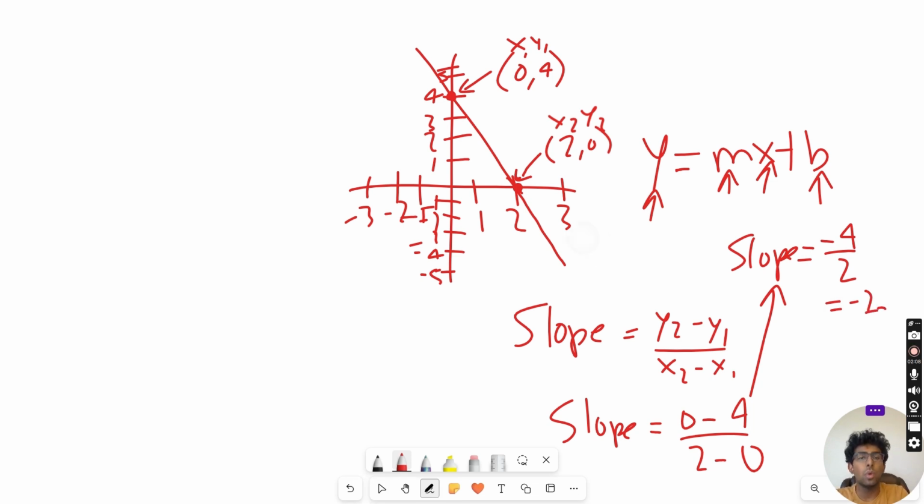So we have y equals negative 2x plus our y-intercept. Where does it intersect the y-axis? Up here. So plus 4. What the slope of negative 2 means is as we go to the right one, we're going down 2. So it's like down 2 to the right 1, down 2 to the right 1, like this, basically. Okay? So that's the idea of slope.